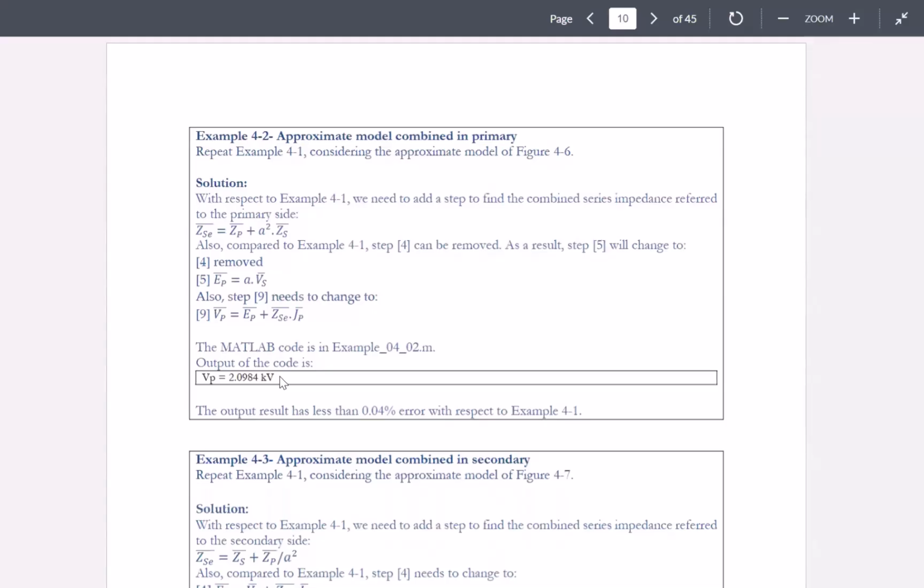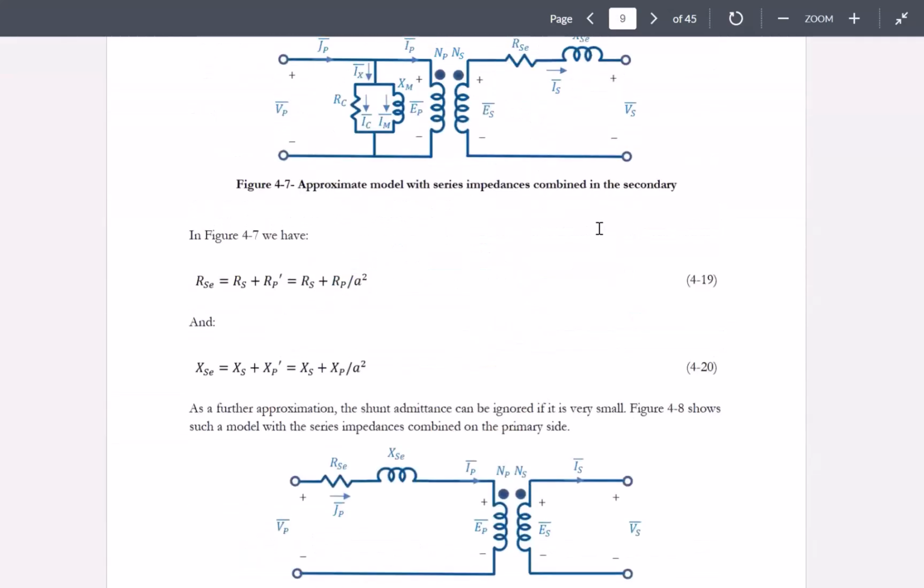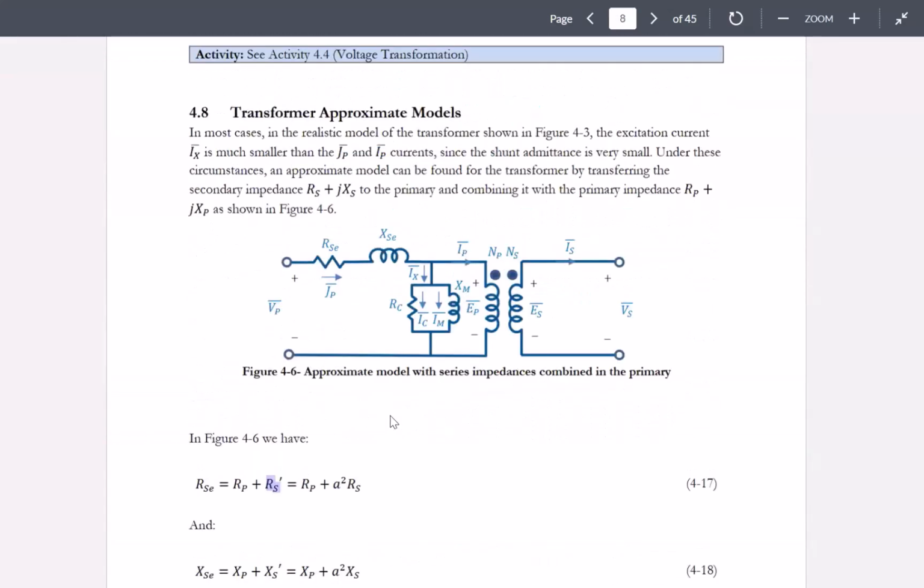All right, so again, let's go through some examples. We want to have an approximate model, which has been combined in the primary. So the same problem, example 1 that we just did, we want to repeat, considering an approximate model of figure 4.6. In this figure, you can see that we have combined the series impedances on the secondary side, transformed them to the primary side, and combined them with the primary side.